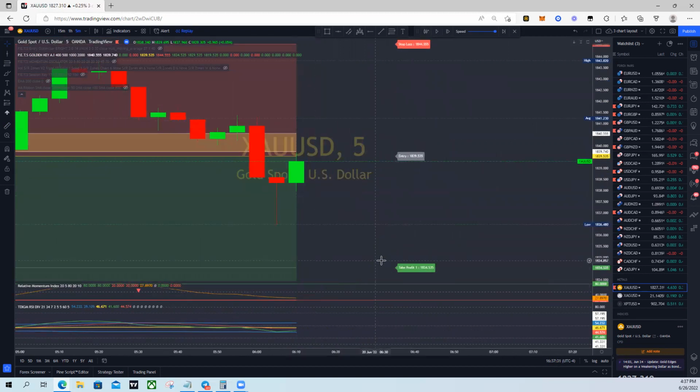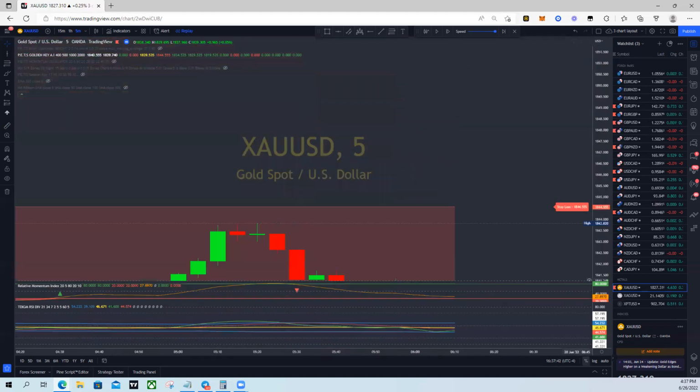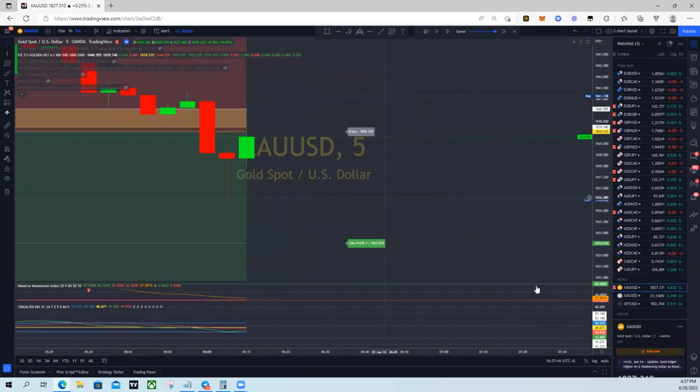Now, this is a setup I might take, right? It breaks below the zone. We're selling. It's a nice sell. It's pulling back to the entry. It's pulling back. It's a nice sell opportunity coming.